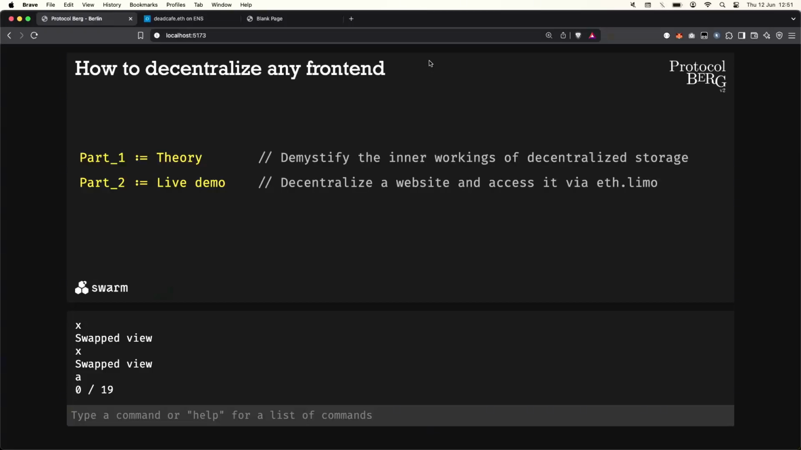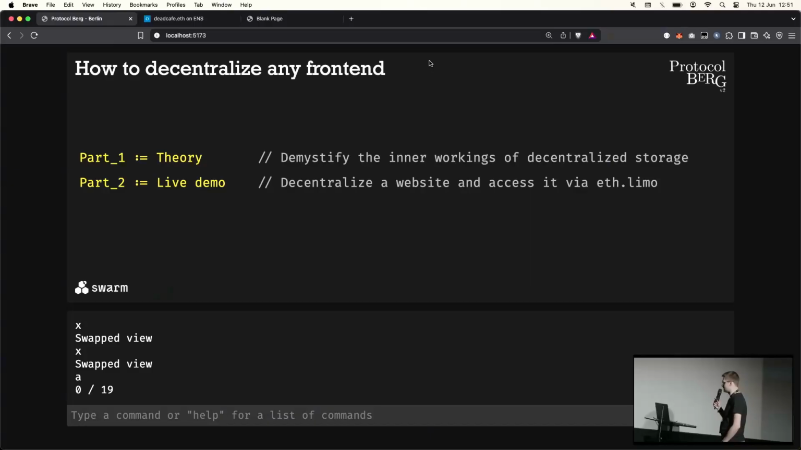This is the How to Decentralize Any Front-End workshop. It's gonna have two parts. In the first one, we talk about decentralized storages in general, how they are built up. And in the second part, we do a quick demo where we upload content on this forum network and set it up with DNS so it's accessible through ETHLimo.